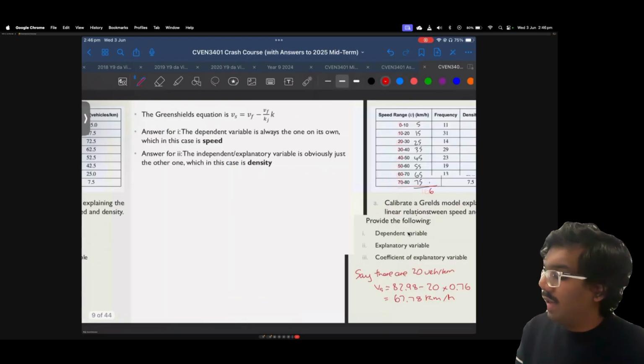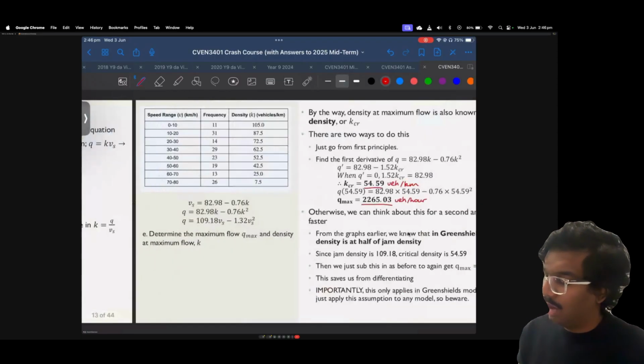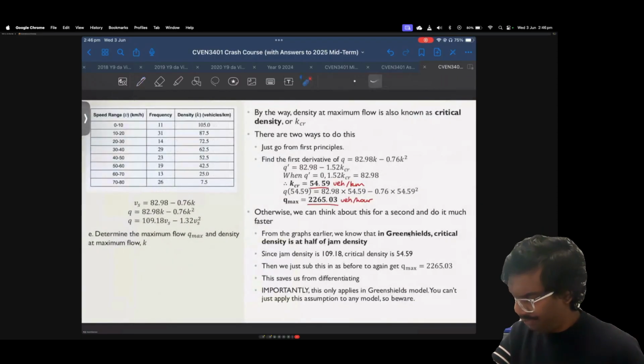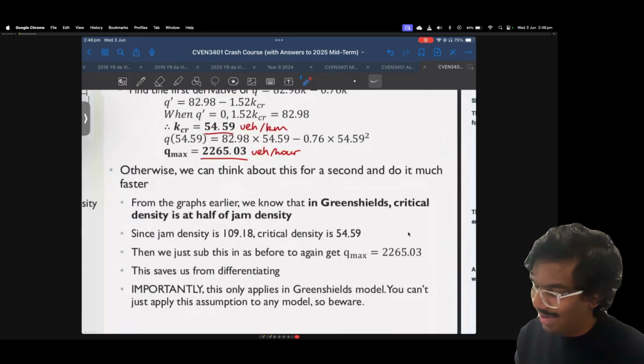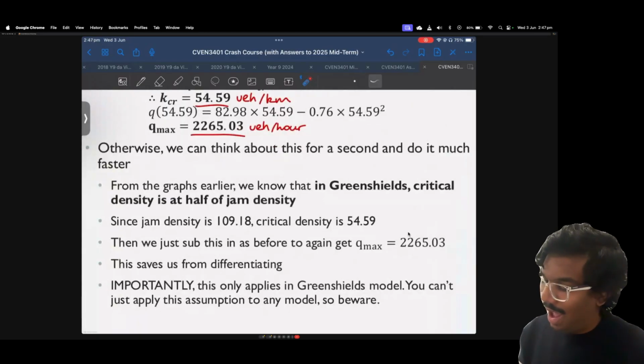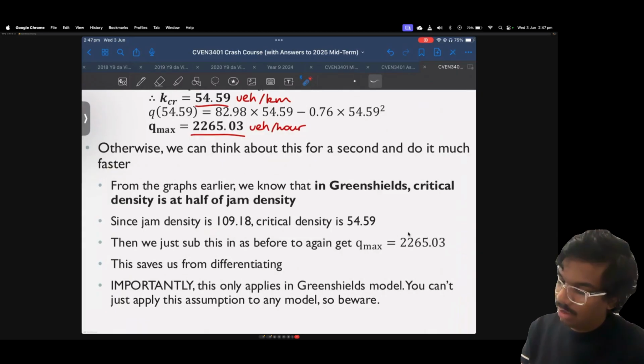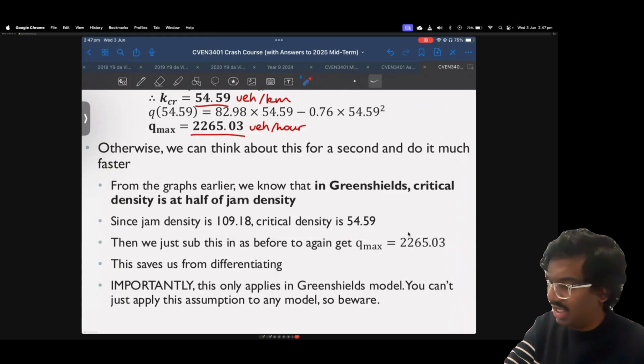Okay, and if you look at the derivative, you'll understand why, because of course, okay, I'm not going to bother explaining. I'm sure there's a reason. I don't want to have to go through that. So, since jam density is 109.18, critical density is just going to be half of that, which is 54.59, and that is what we got. Okay.